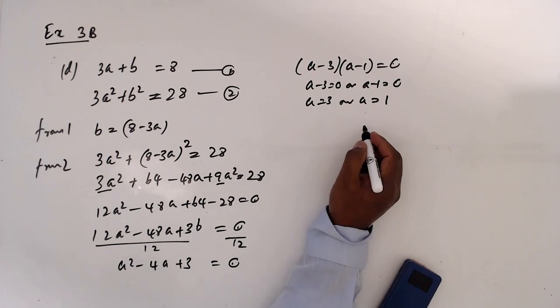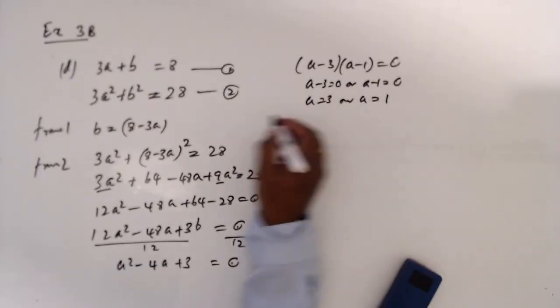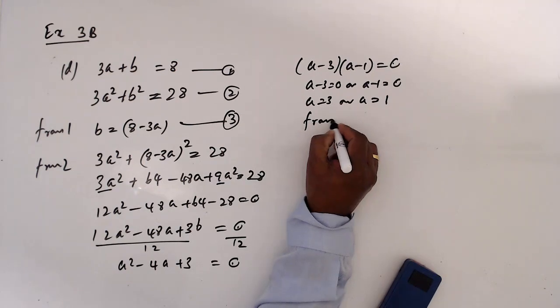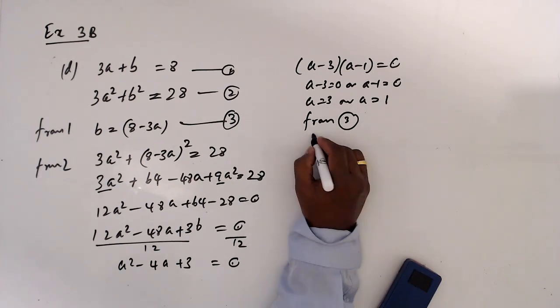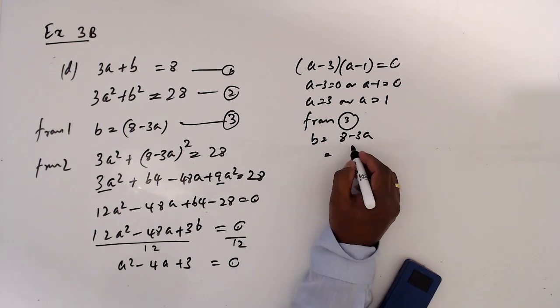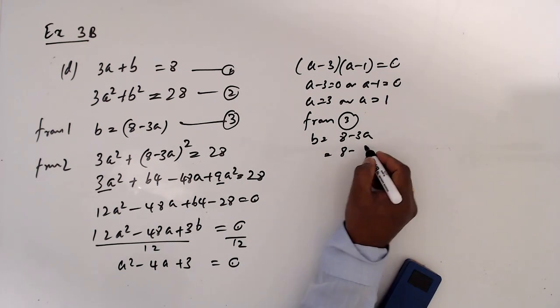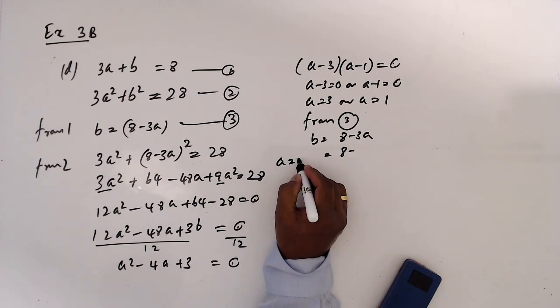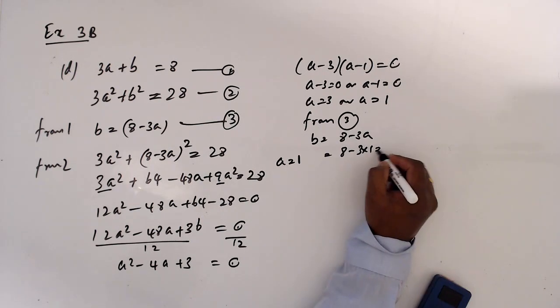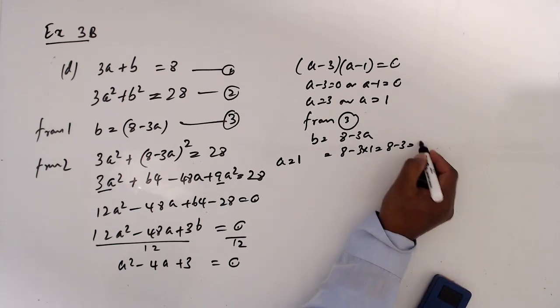Now I want to find b. So from 1, actually 1, 2, 3, from 3, b equals 8 minus 3a. So b means 8 minus, when a equals 1, 3 times 1, 8 minus 3 equals 5.